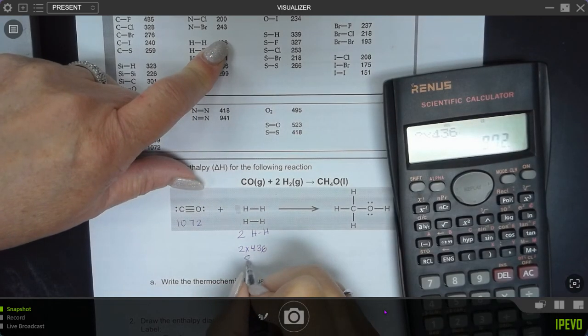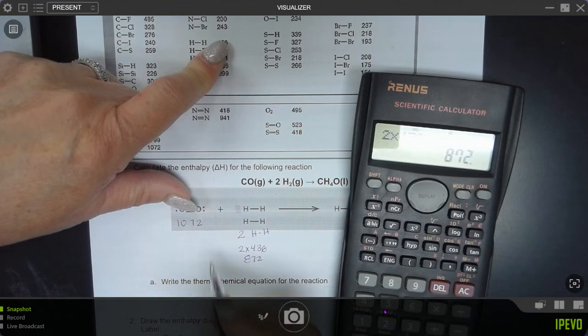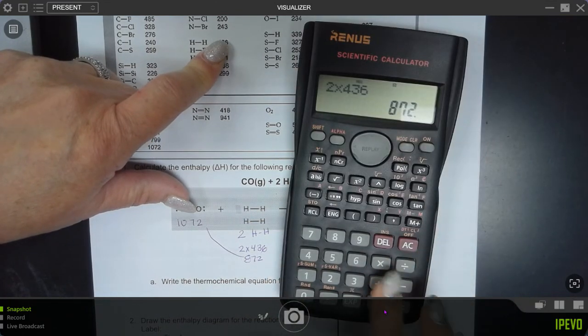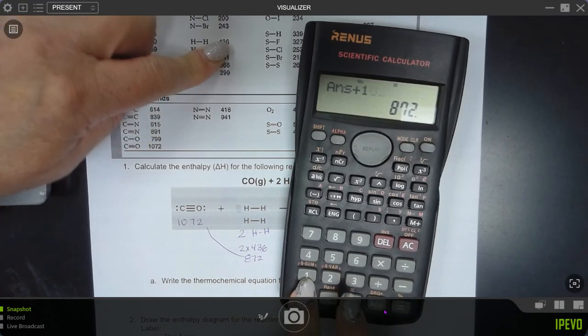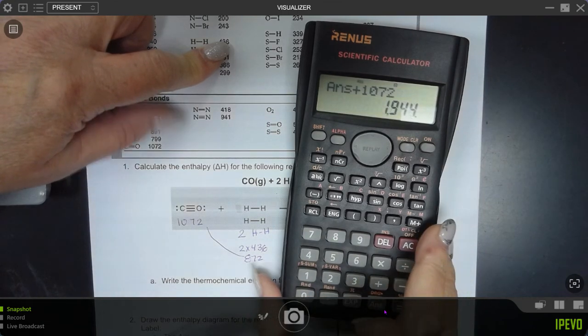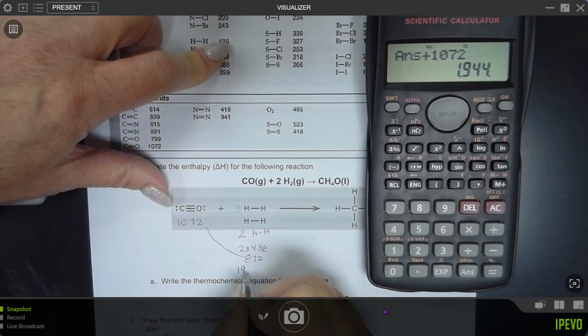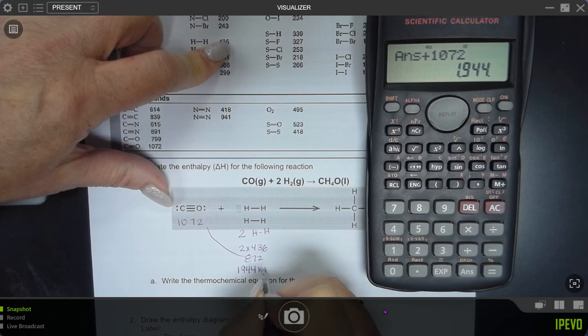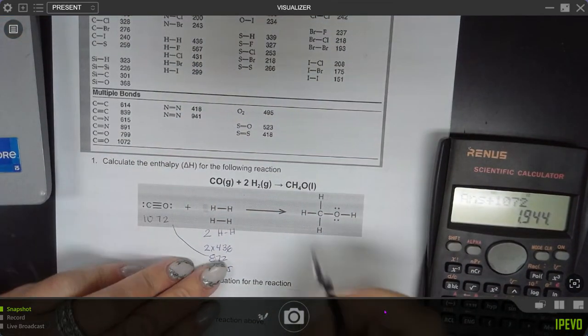872. So we add 872 and 1072, and we get 1944. Now, on the product side, we only have 1 product.